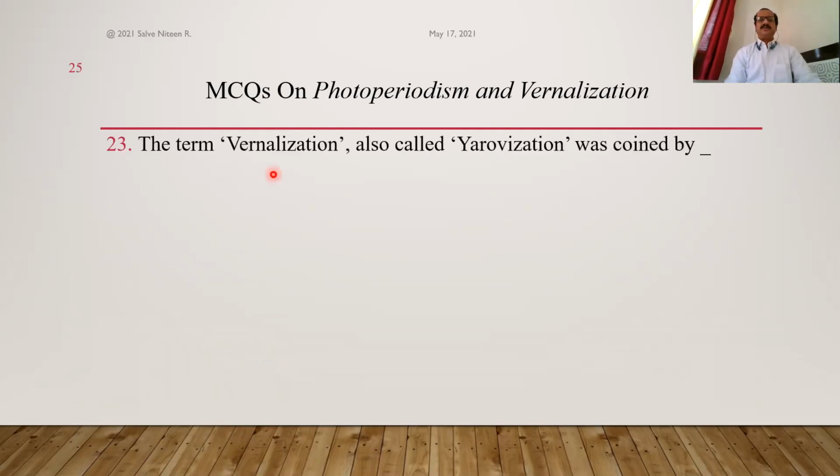The term vernalization, also called yarovization or jarovization, a Russian word, was coined by which scientist? The scientist's name is Lysenko, a Russian scientist, who coined the term vernalization, spring formation. C is the right answer.